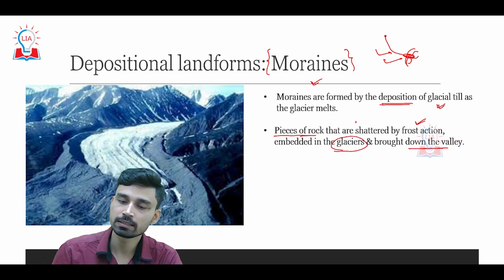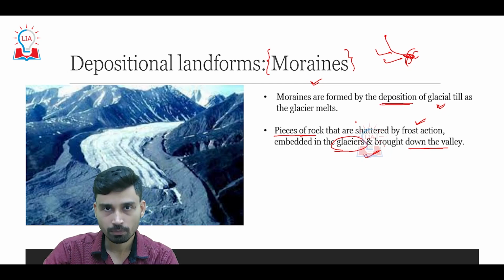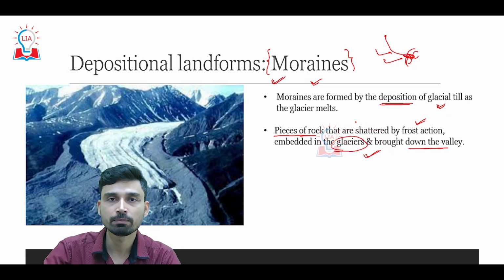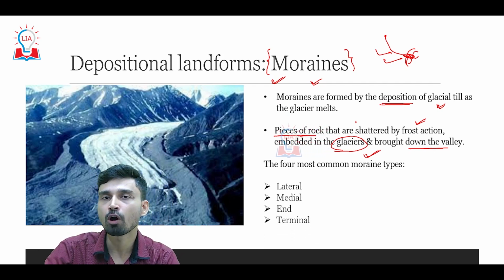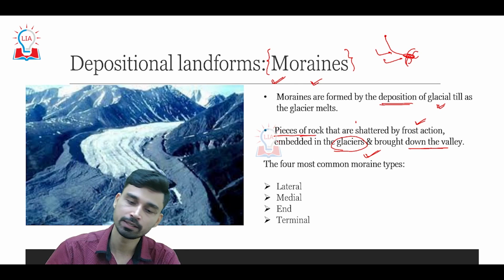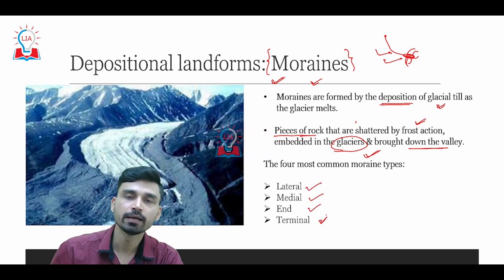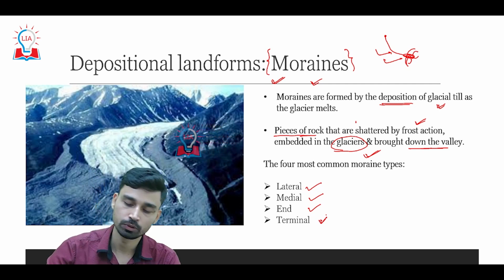And once a glacier melts, these rocks start to deposit themselves in a particular fashion, and that is what we can term a moraine. Now, on the basis of how deposition is taking place, where actually deposition is taking place, we can identify four common types of moraine. These moraines are lateral moraine, medial moraine, end moraine, as well as the terminal moraine. So let us try to understand each of these moraines and how they develop.